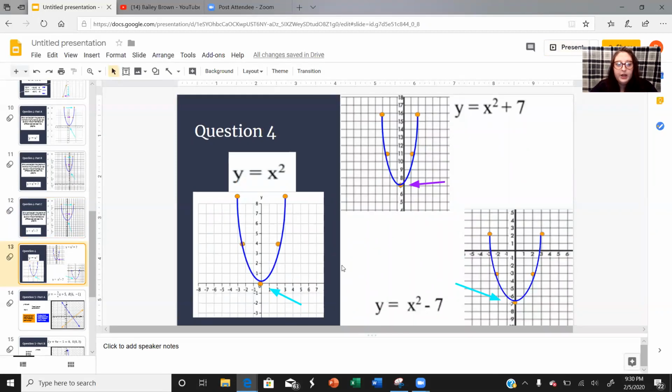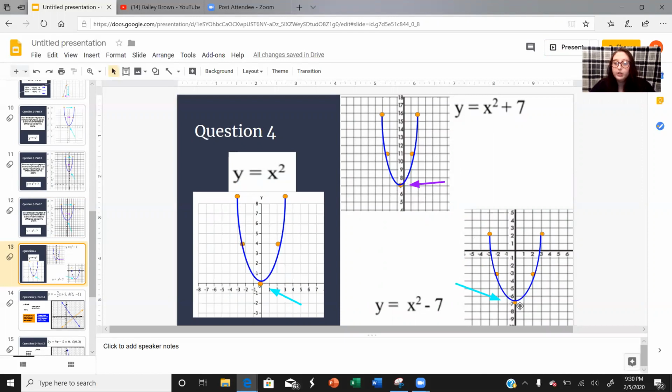So the similarities and the differences. They're all very similar because of the shape that they make, but the difference is where that bottom dot is. So for y equals x squared, the very bottom dot starts at 0, 0, and x squared plus 7 is at 0, 7. And x squared minus 7 is down at negative 7.